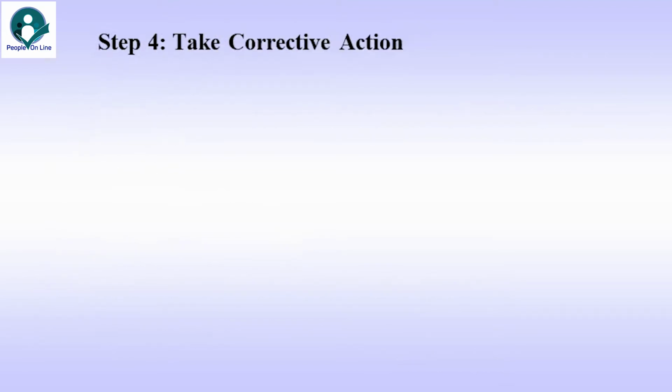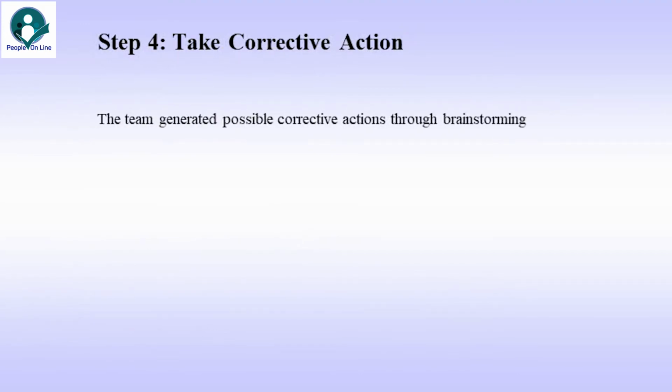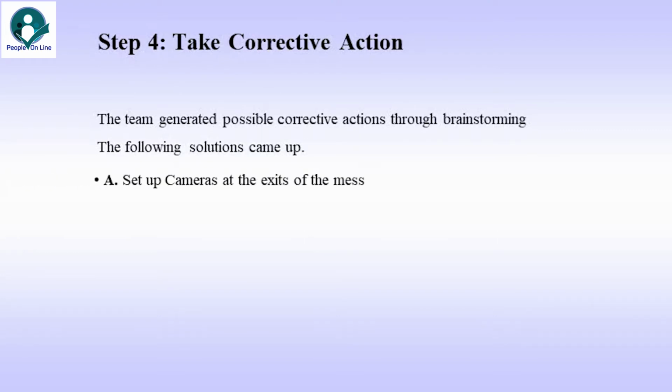Step 4. Take corrective action. The team generated possible corrective actions through brainstorming. The following solutions came up. A. Set up cameras at the exit of the mess. B. Counsel contractual workmen.